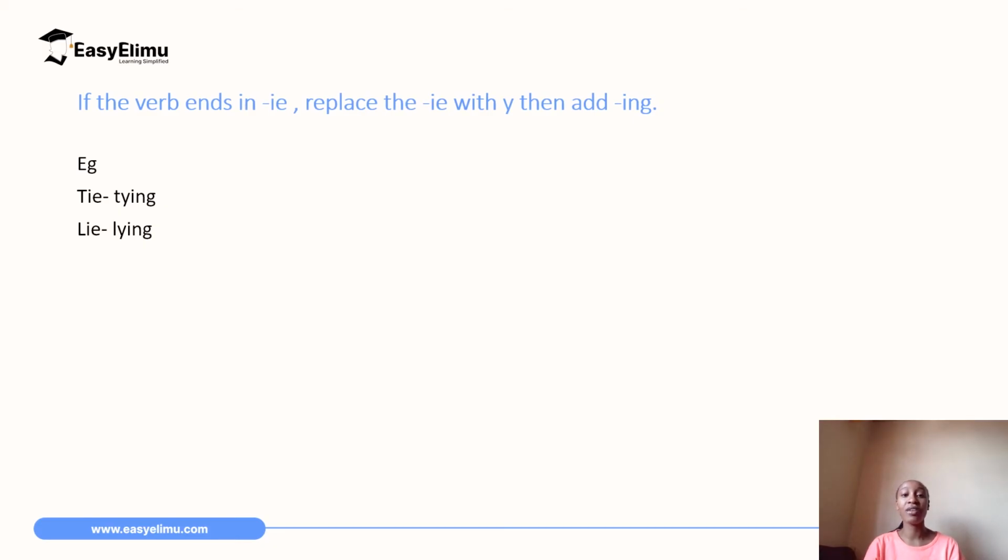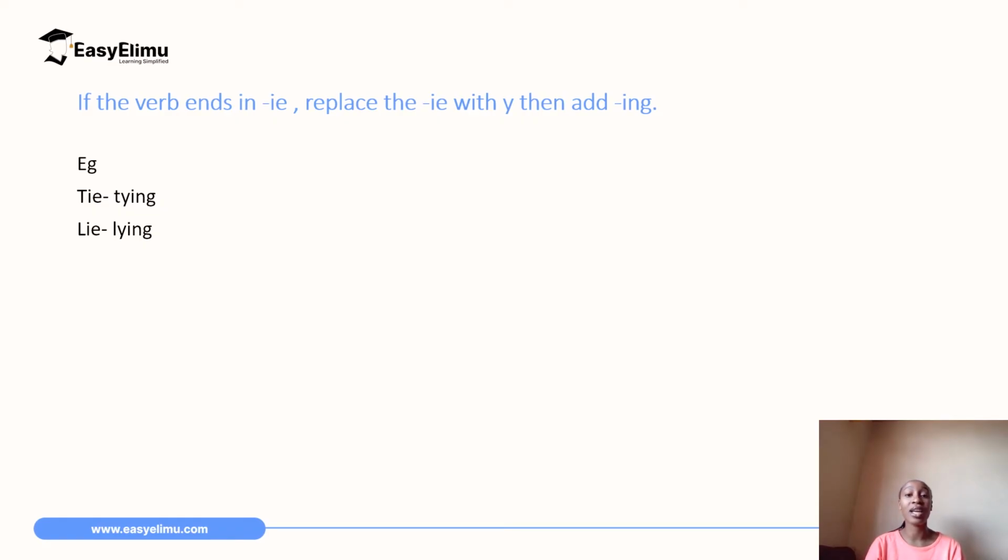Lastly, if the verb ends in an IE, you drop the IE and then replace it with a Y, and then you add ing. For example, the word lie, L-I-E, you drop the IE, you add Y, and then you add ing to form lying.